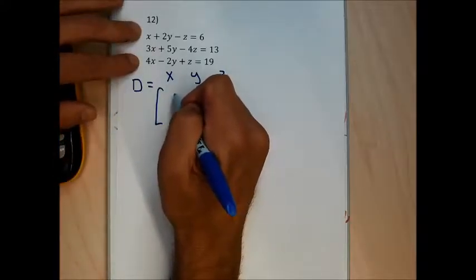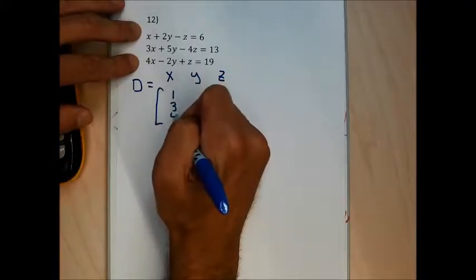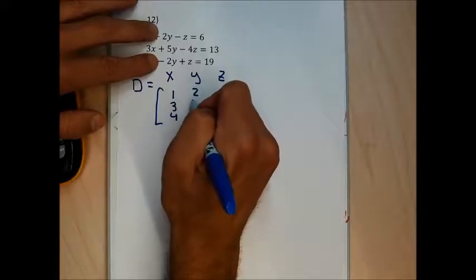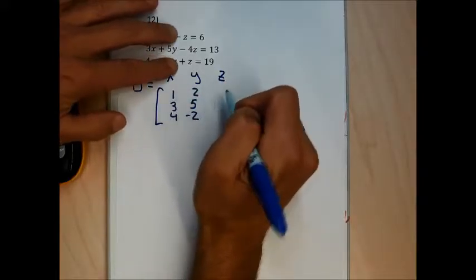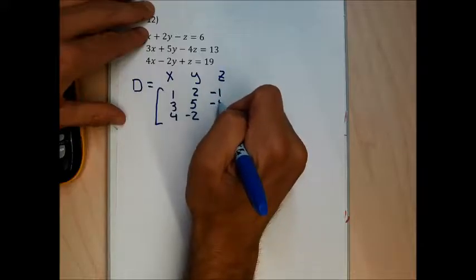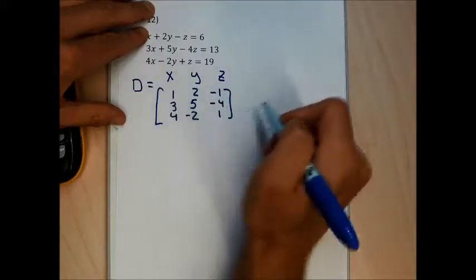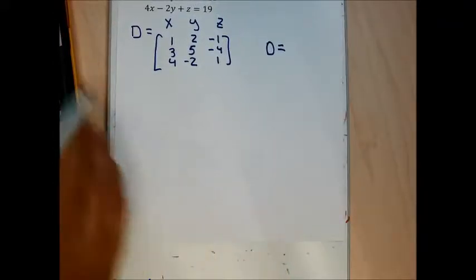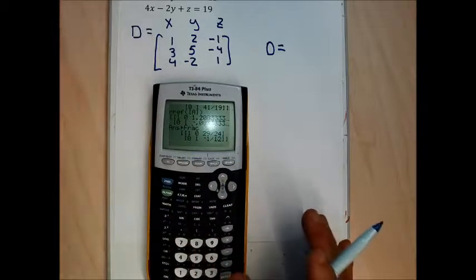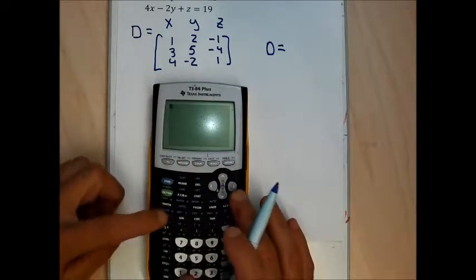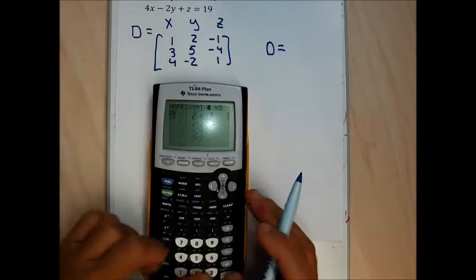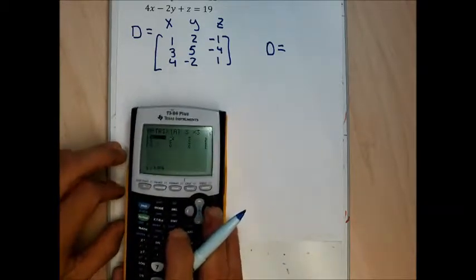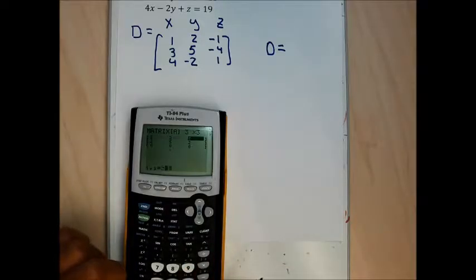The numbers from the x column are 1, 3, and 4. The numbers from the y column are 2, 5, and negative 2. The numbers from the z column are negative 1, negative 4, and 1. I'm going to find out what D equals by calculating the determinant of this matrix, and I don't want to do that by hand. So on my calculator, I'll just put it in matrix A. So I'm going to go second matrix. This is a 3 by 3 matrix, and I'm just going to enter all the numbers that I can see there. So 1, 2, negative 1, 3, 5, negative 4, 4, negative 2, and 1.